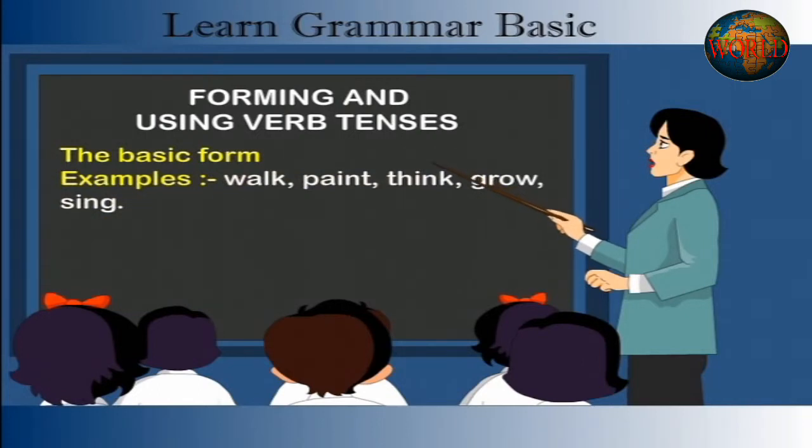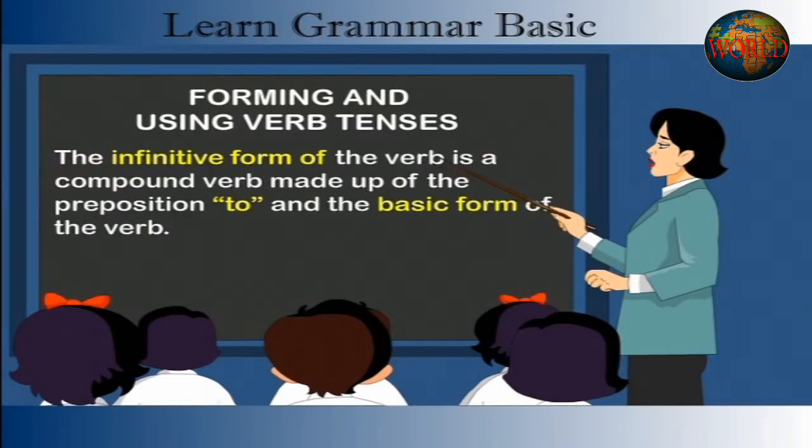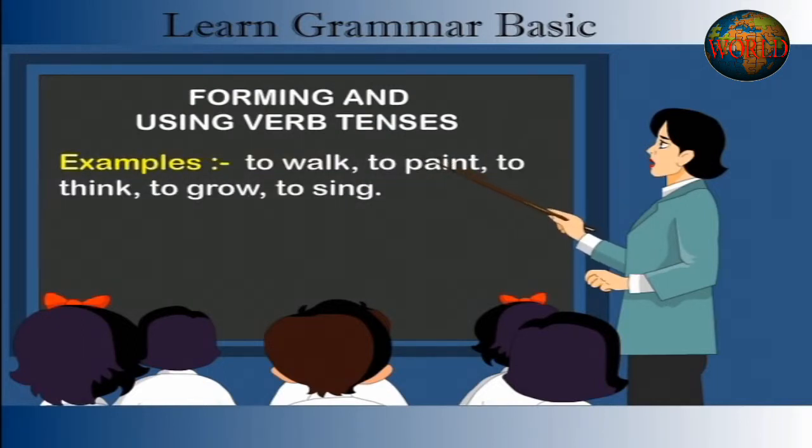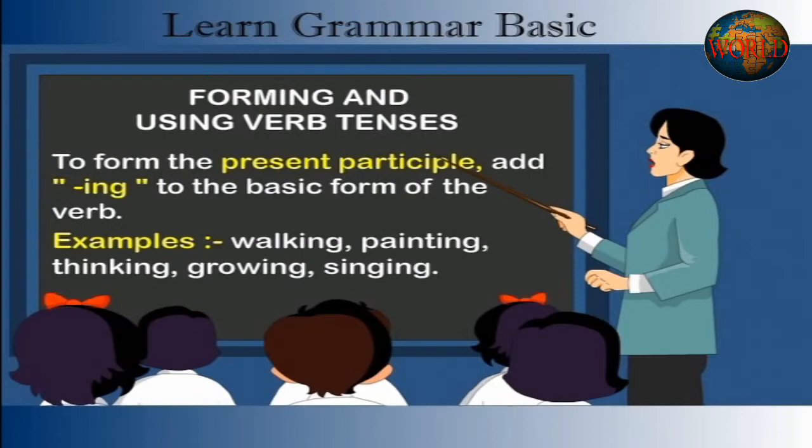The basic form. Examples: walk, paint, think, grow, sing. The infinitive form of the verb is a compound verb made up of the preposition to and the basic form of the verb. Examples: to walk, to paint, to think, to grow, to sing. To form the present participle, add ing to the basic form of the verb. Examples: walking, painting, thinking, growing, singing.